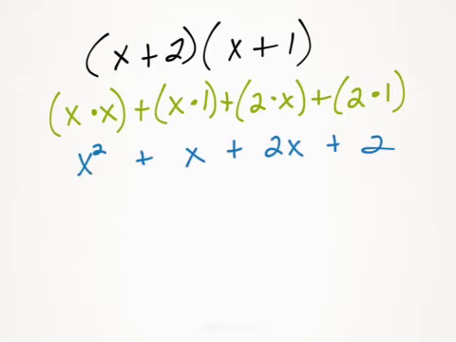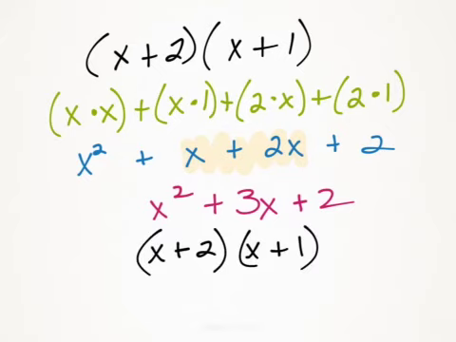So combining my like terms, I get x squared here, x plus 2x, and then plus 2. I'm going to combine my like terms, and my final answer is x squared plus 3x plus 2.